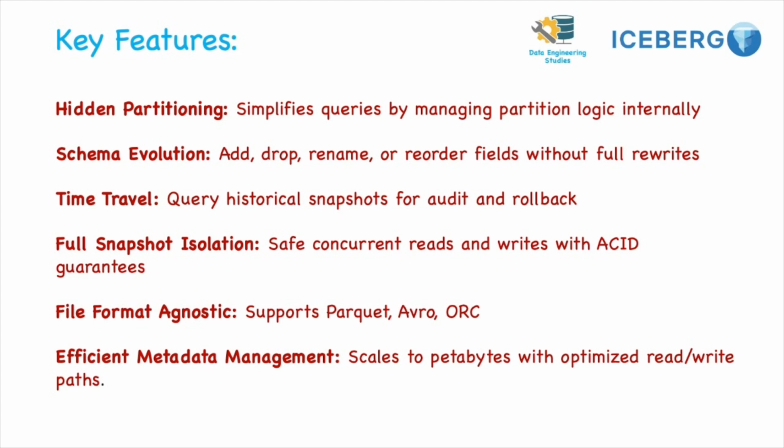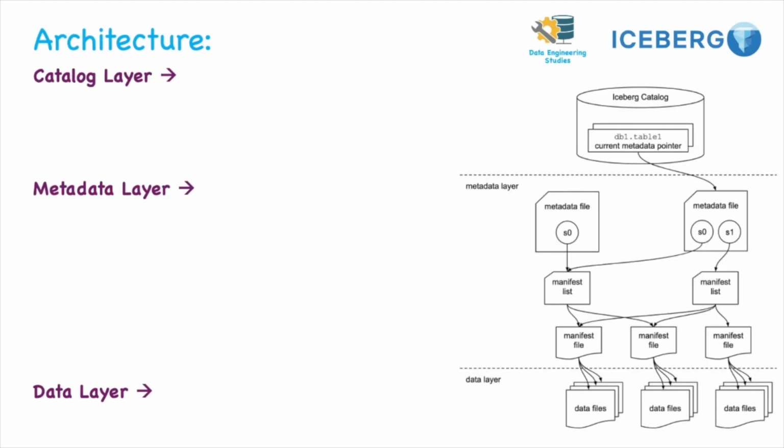Now let's see the architecture of Apache Iceberg. Apache Iceberg organizes tables using a three-layer architecture. The first layer is the catalog layer, the second layer is the metadata layer, and the third layer is the data layer.